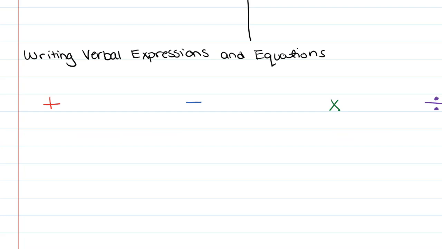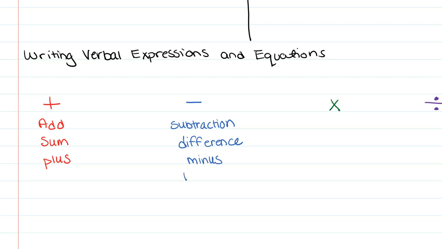The first step in writing verbal expressions and equations is to know the words, or synonyms, for the different symbols. For example, this plus sign, we would write in words as add, sum, or plus. The subtraction symbol: subtraction, subtract, difference, so find the difference between two numbers, minus, and you may also see less than. Like, how much less than 10 is 4? But be careful with that one because that also is the less than symbol.